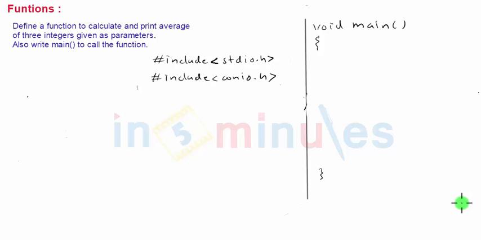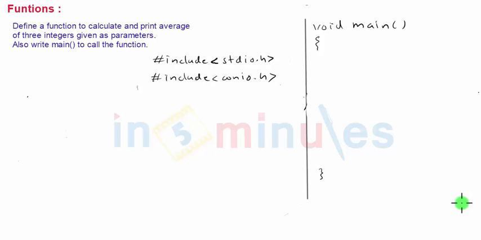Now we'll write a program with function. Here we are going to take an example of function with parameters but no return value. The example is define a function to calculate and print average of three integers given as a parameter. Now we are supposed to write a function with parameters, that is three integer parameters, and the function is supposed to calculate and print the average. So all these things should be done inside the function.